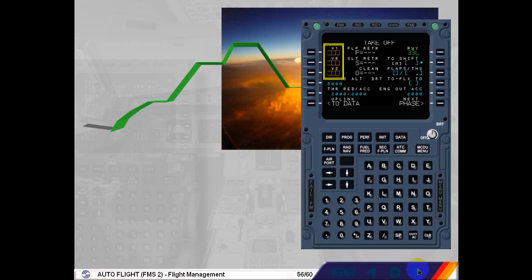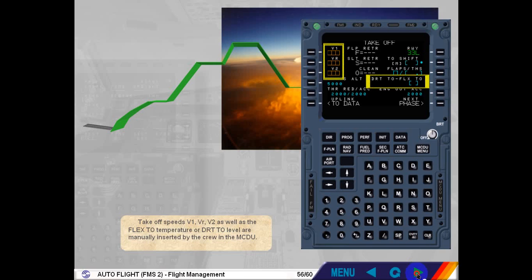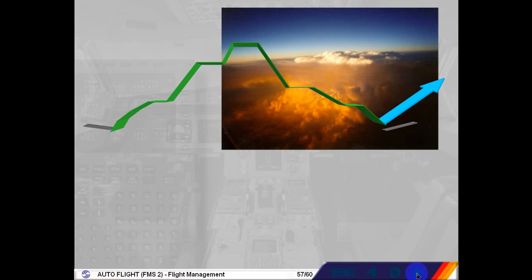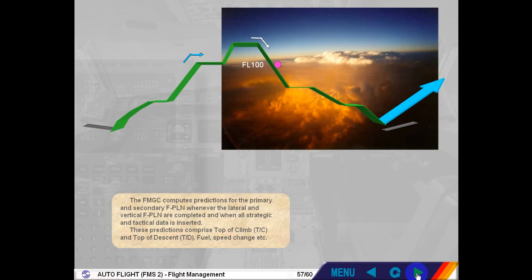Takeoff speeds V1, VR, V2, as well as the flex takeoff temperature or DRT takeoff level, are manually inserted by the crew in the MCDU. The FMGC computes predictions for the primary and secondary flight plan whenever the lateral vertical flight plan are completed and when all strategical and tactical data is inserted. These predictions comprise top of climb, TC, and top of descent, TD, fuel, speed change, etc.